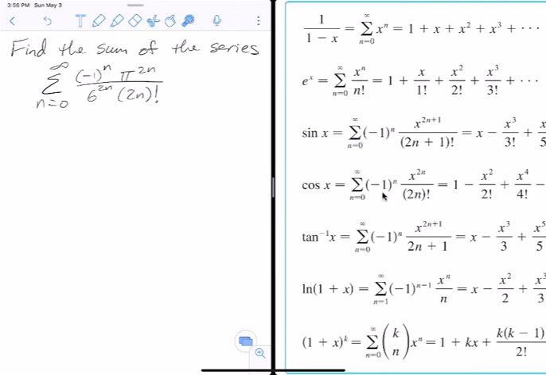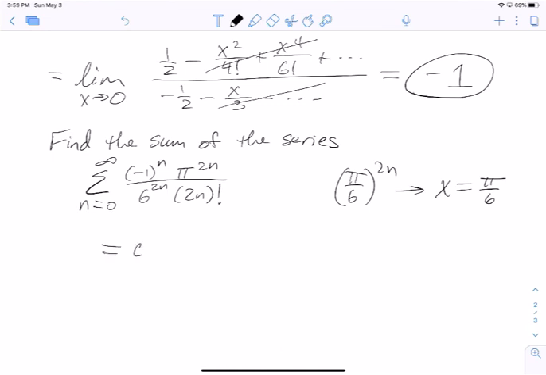Of course, there's the negative 1 to the n, which means that it's alternating. The series that we are given has that alternating negative 1 to the n. 2n factorial is really what gives it away for me. And looking at this, we can see that we have pi to the 2n and 6 to the 2n, one in the numerator, one in the denominator. That's the same thing as pi over 6 to the 2n. And so comparing what we see here, we see that x is equal to pi over 6. In other words, the sum of this series is going to be the cosine of pi over 6, which is the square root of 3 over 2.